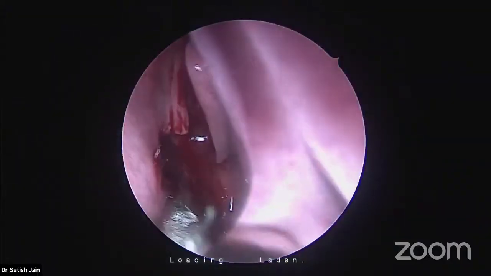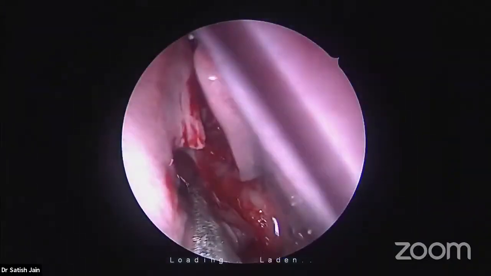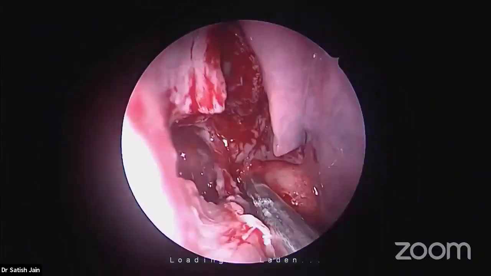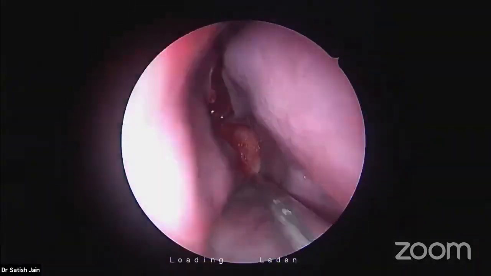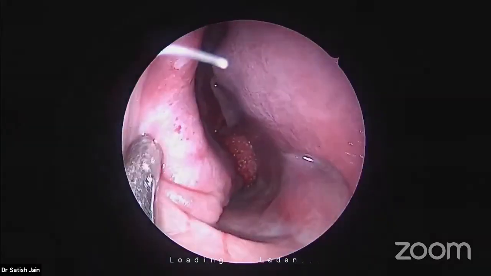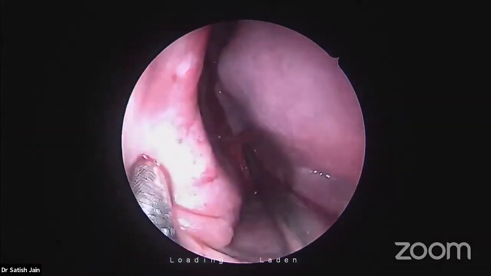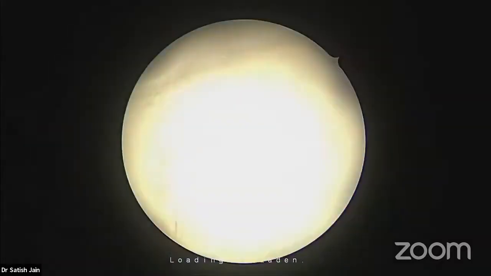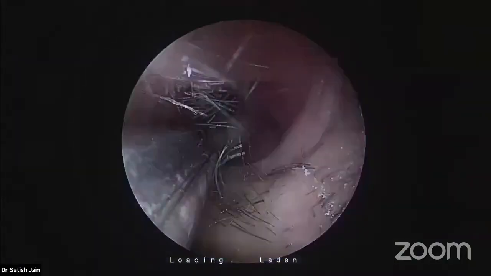Pre-lacrimal again is a good approach for certain indications. Pre-lacrimal is simple, not to get confused with Denker's or any other approach. See, this is the piriform aperture. Let me put a Merocel here for a while.